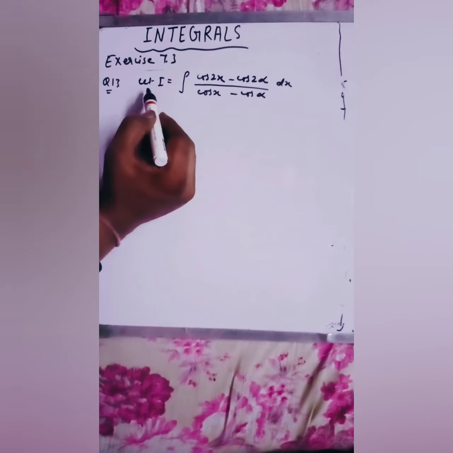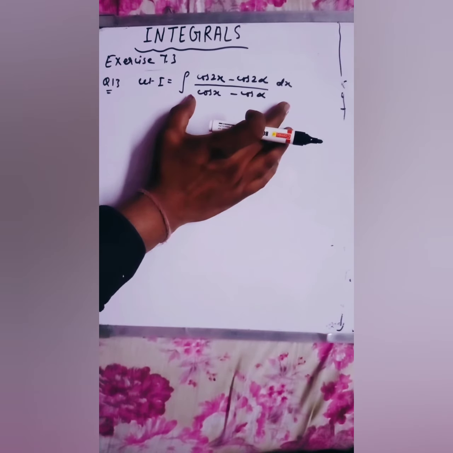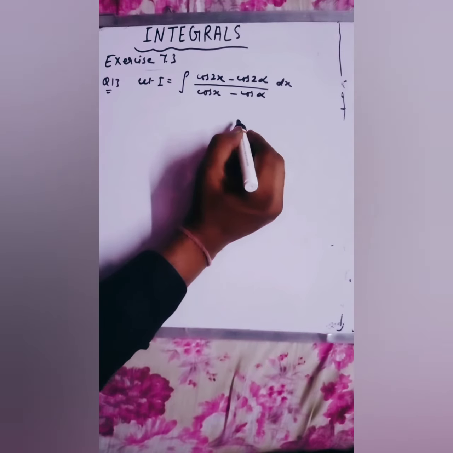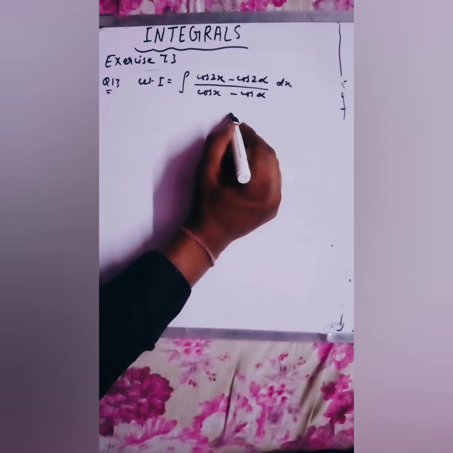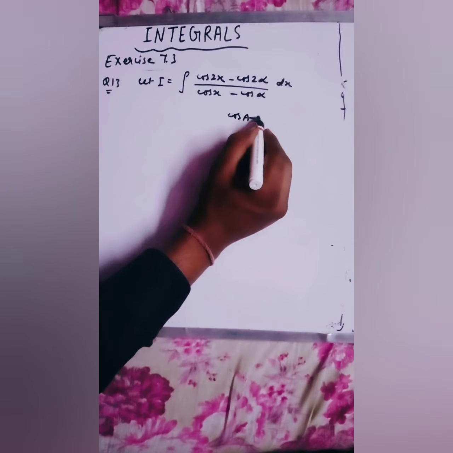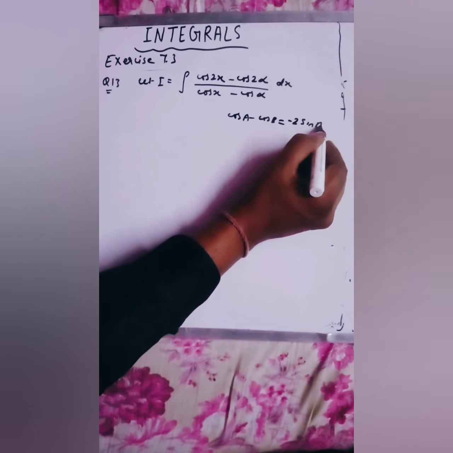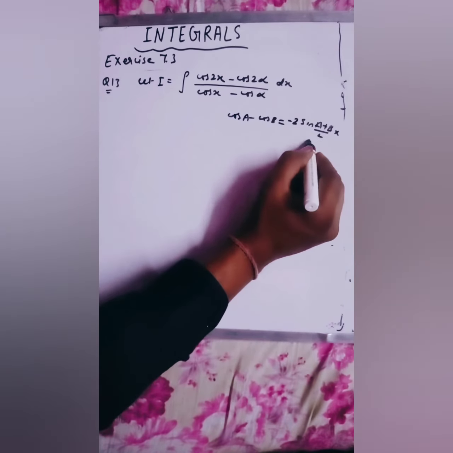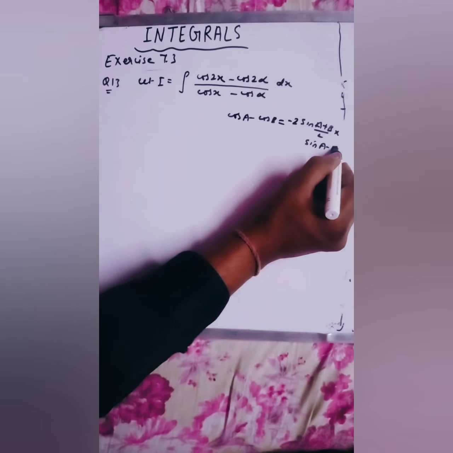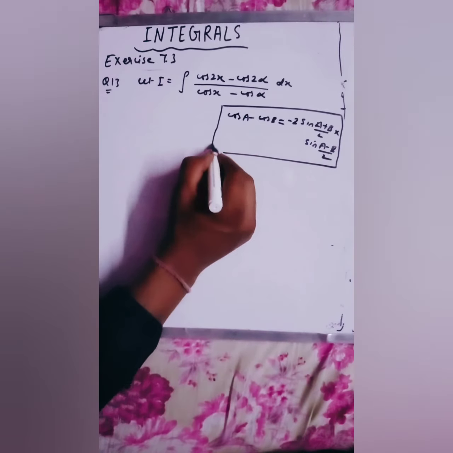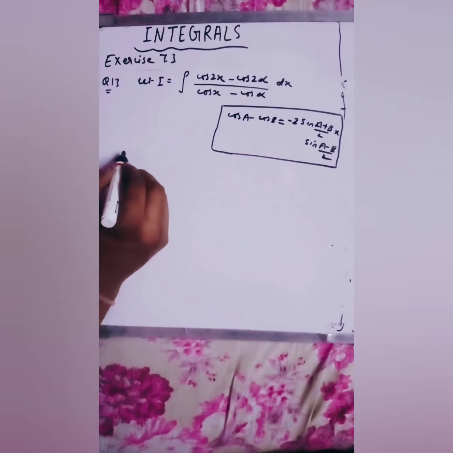Now here is question number 13. Here I is given to us, and we have to find the integral of this. So in this question you have to apply this formula, that is cos a minus cos b is equal to minus 2 sine (a plus b) by 2 into sine (a minus b) by 2. So this is your general formula which you have to use here.